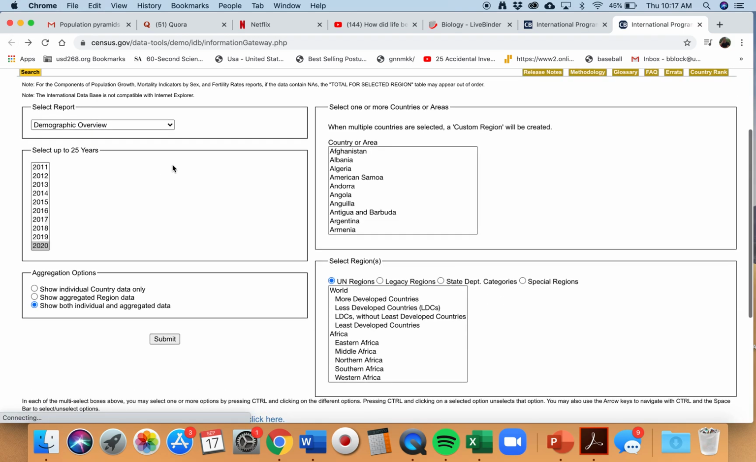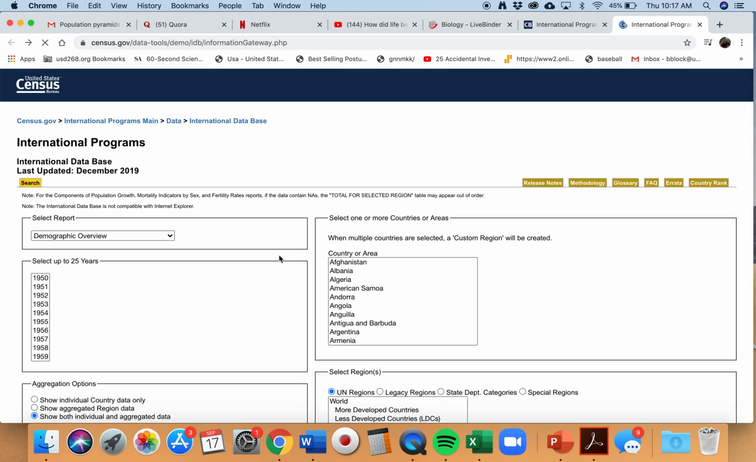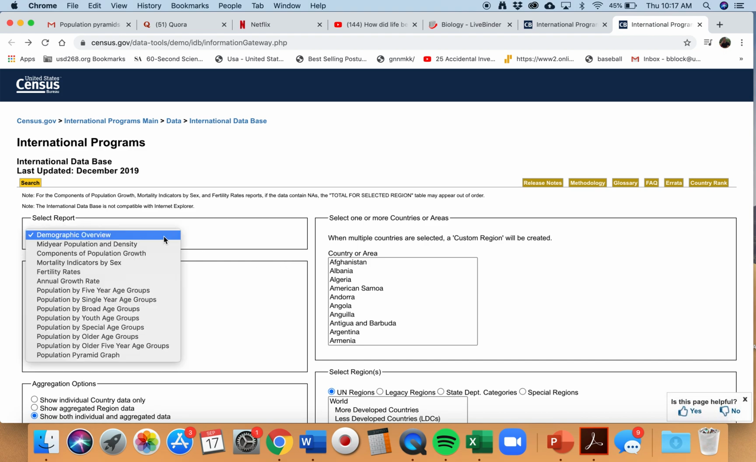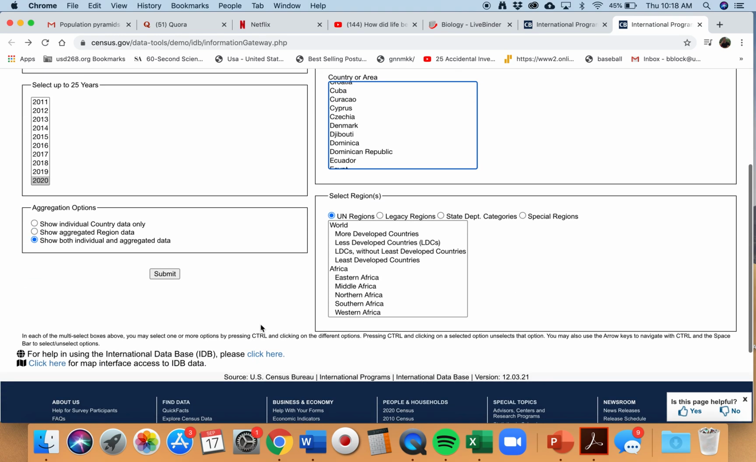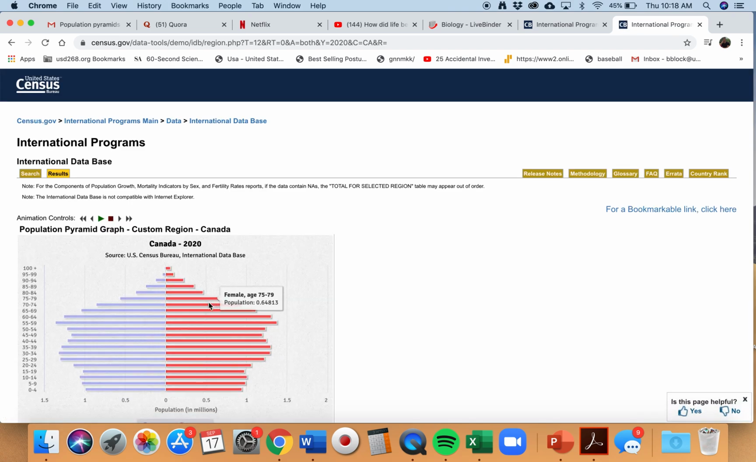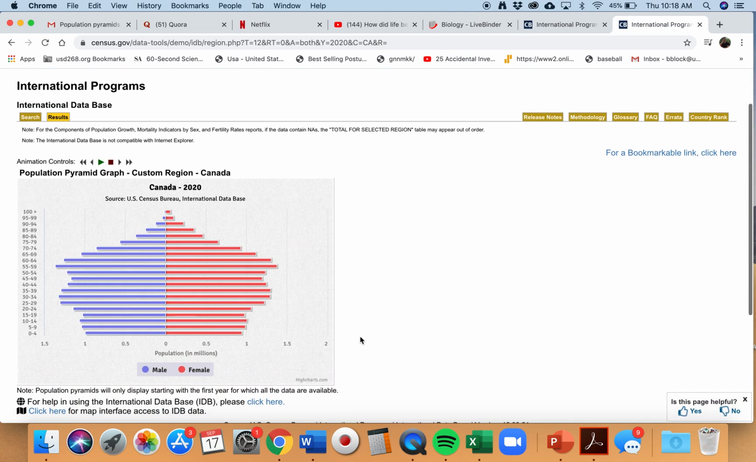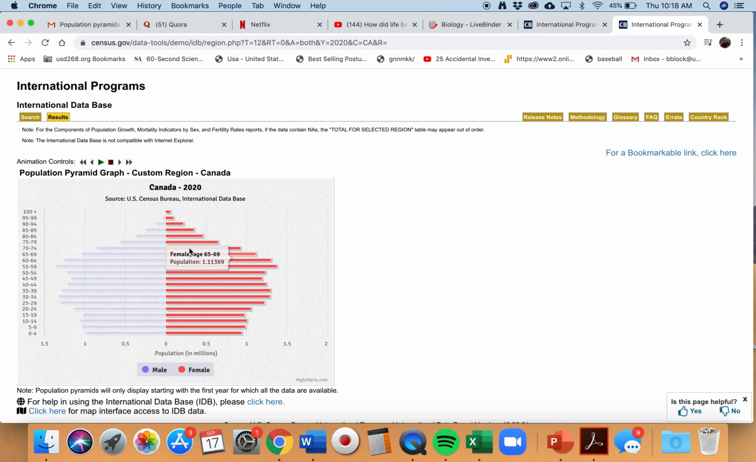Hit the back button. And instead of demographic overview, I want population pyramid. On the drop down, go to Canada, submit. Okay, so this is what Canada looks like in 2020. Okay, so now I will draw that into that table.